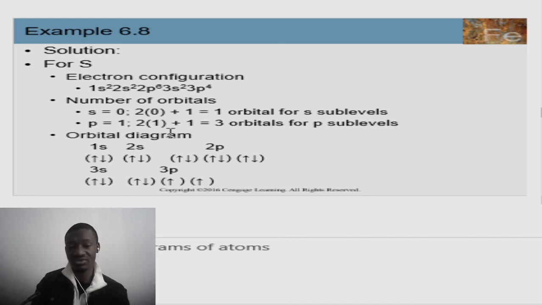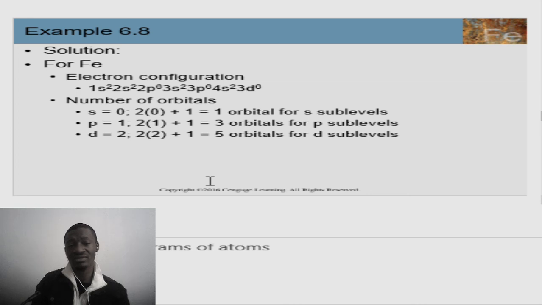So you have this situation here as 1s2, and you can see the 2 electrons here, 2s2, and then 2p6, you can see them here, 3s2, you can see them here, and 3p. Notice that for the 3p, because it's 4, you fill 1, 2, 3, and then the fourth one you take to pair here. So that's for that. And then we see for iron.